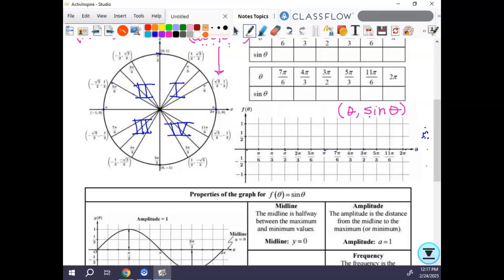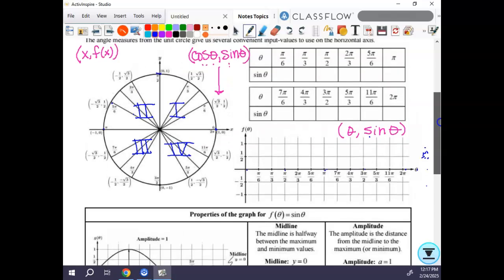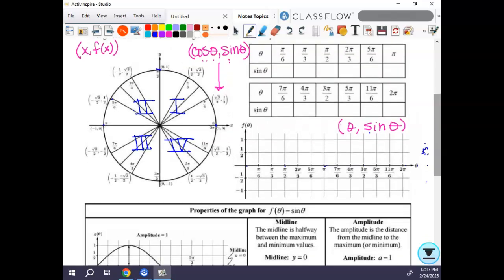All right? So let's go ahead and fill in this chart and see what happens with this graph here. So these are values that we should know. Sine of pi 6. What's the sine of pi 6?